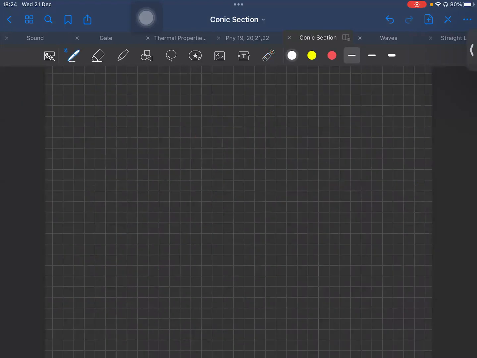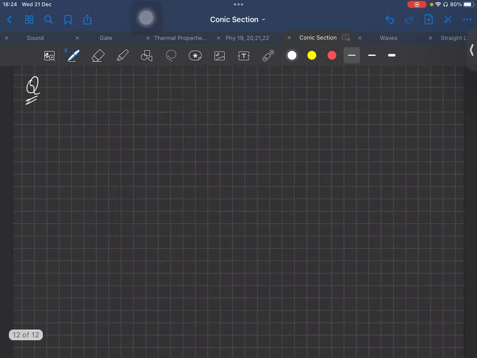Okay, one more problem. I'm giving you an equation of a circle, and you find the center and the radius in terms of variables.